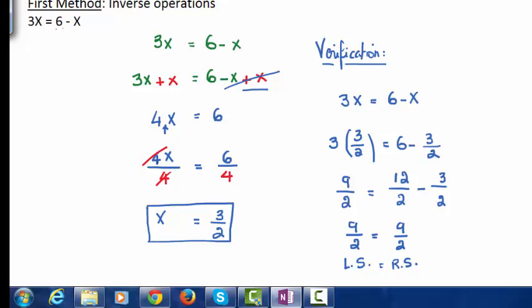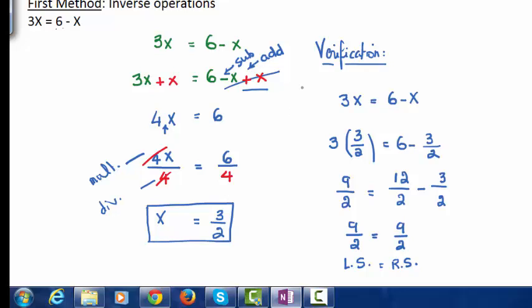Again, I had 4x. 4 multiplied by x. The inverse is division. So you can see here, addition was the inverse of the subtraction. And here the division was the inverse of the multiplication. That's why we call it inverse operation.